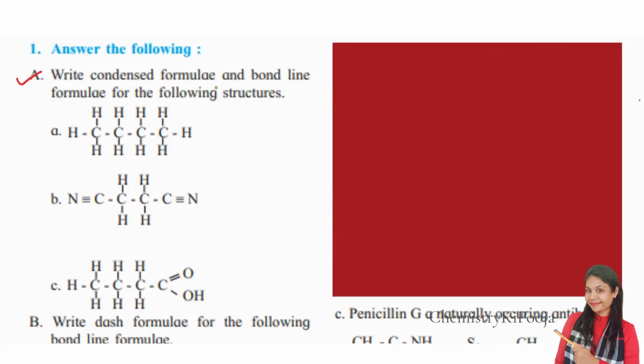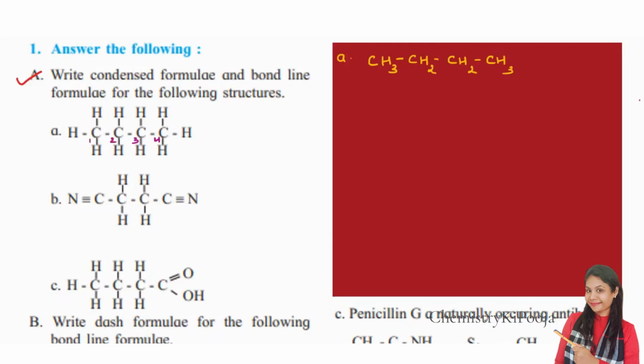Now the condensed formula for A, simply I'm going to write down the first carbon as CH3, since it contains 3 hydrogens. Then the second carbon has a CH2. So first I'm going to write down the condensed formula A and later I will be writing the condensed formula B. Then the second carbon is CH2, the third carbon is CH2 and then the last one is CH3. For better understanding, I'll just number these carbon atoms. So in total we have 4 carbons.